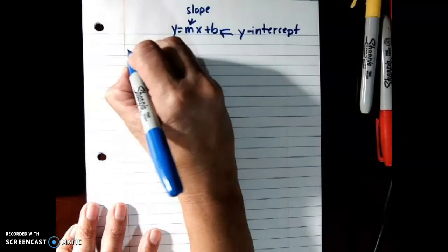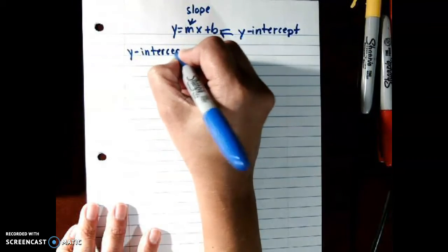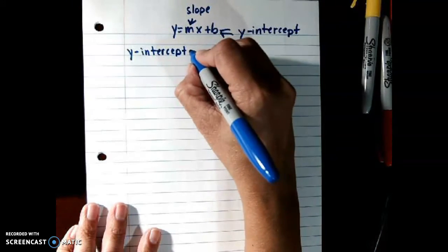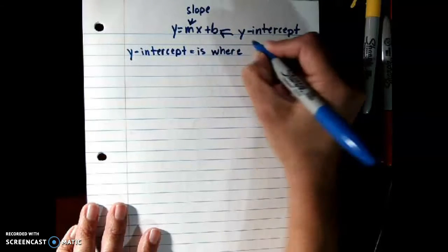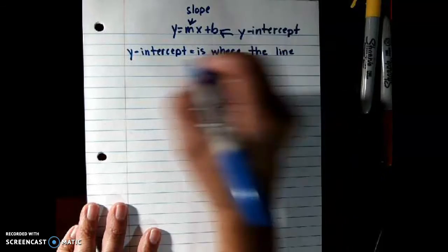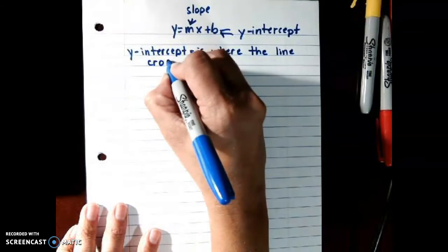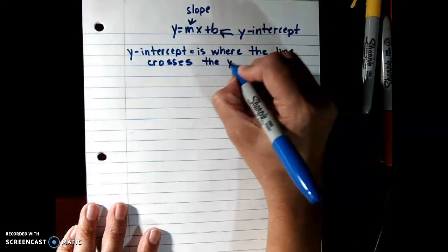The y-intercept is where the line crosses the y-axis.